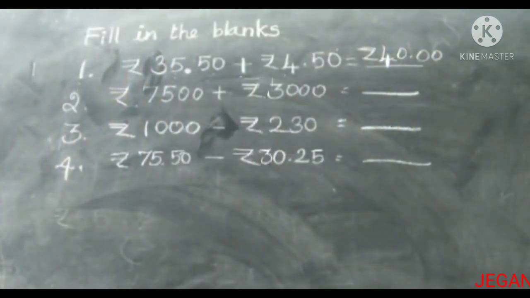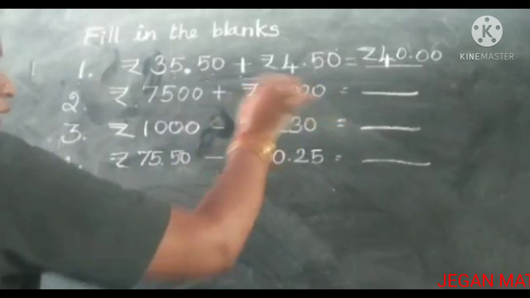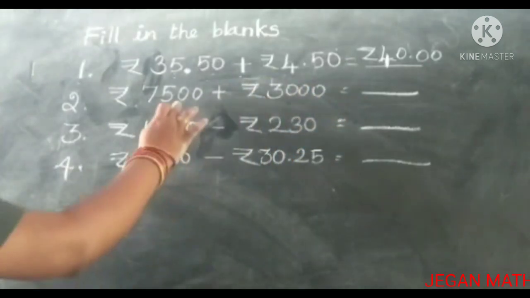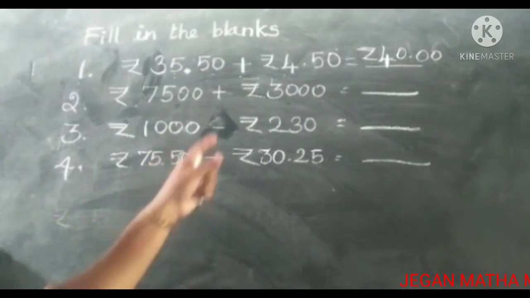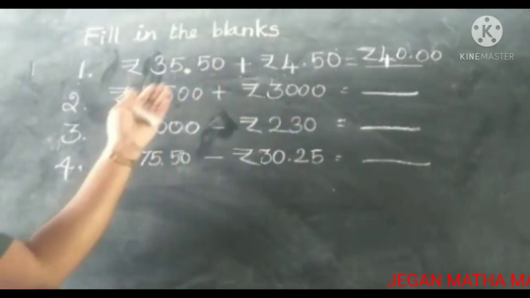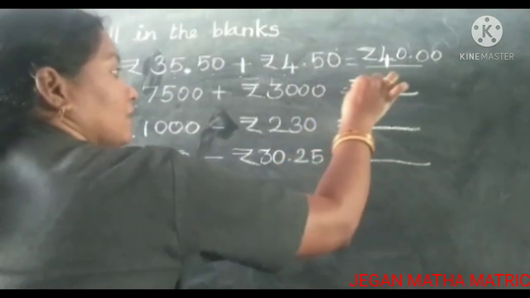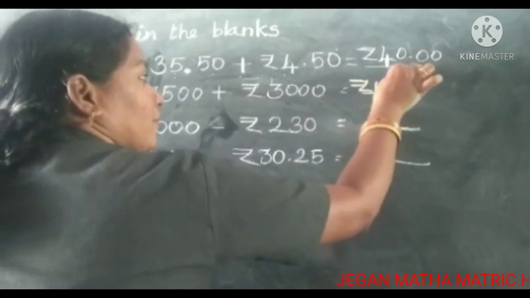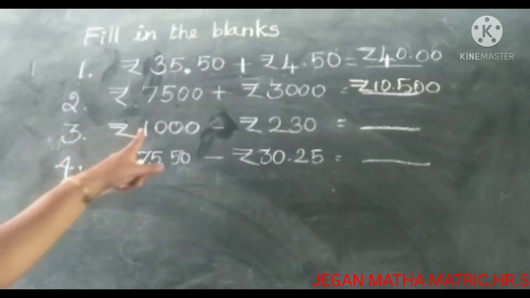So next one. 7,500 plus 3,000. Here there is no dot. So we will say 7,500 plus 3,000. So 7,000 plus 3,000 is 10,000, so 10,500. Very simple. Okay, next one.